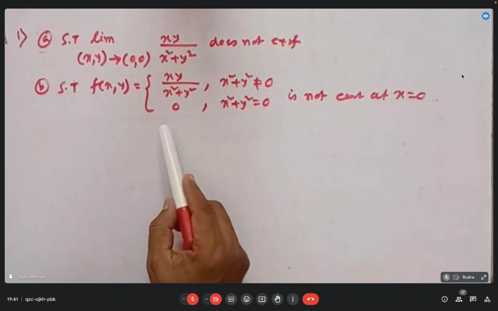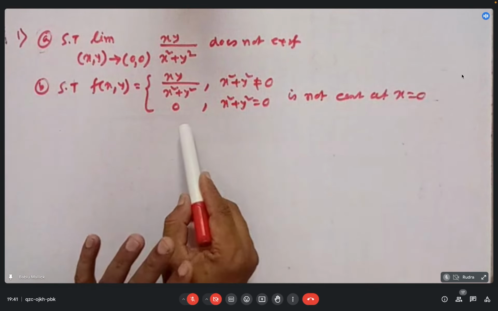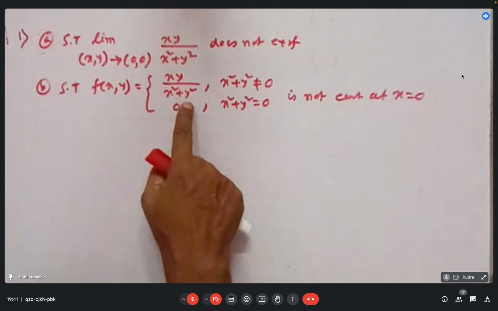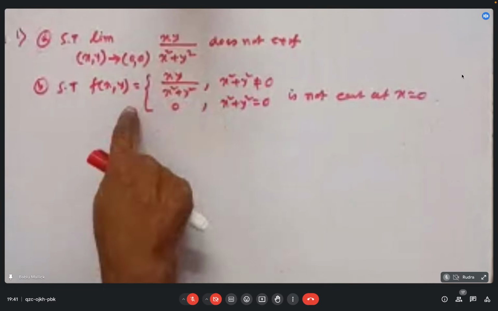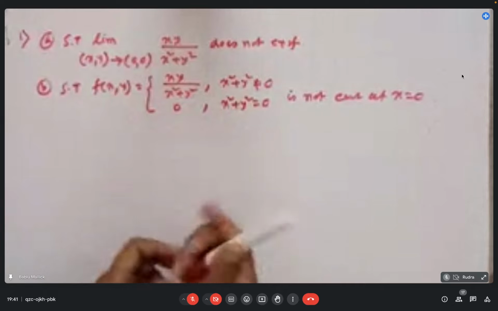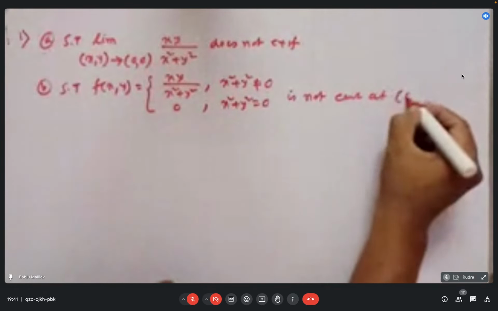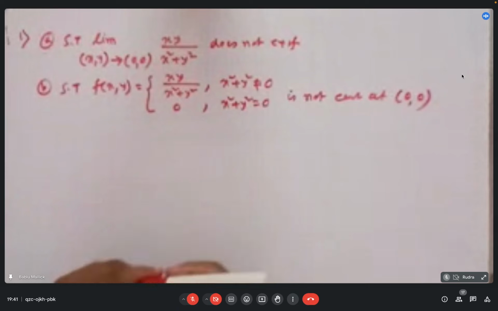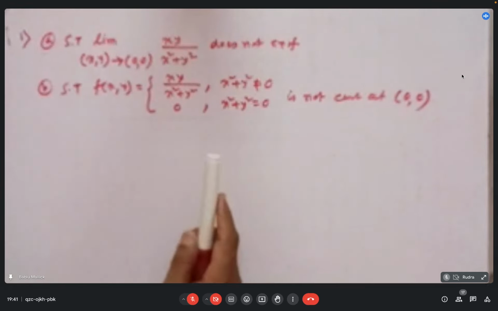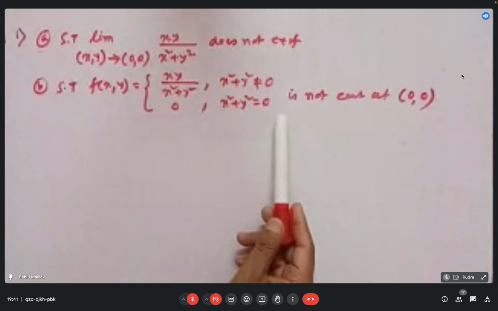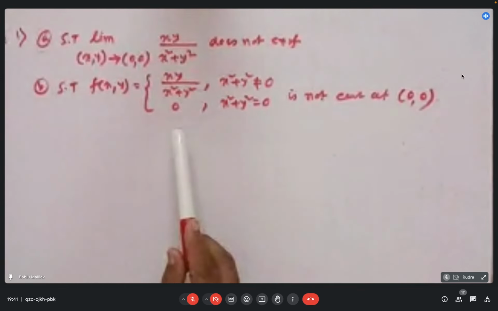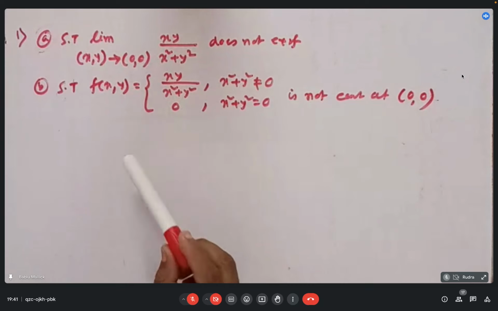Actually they are almost the same problem. So basically I shall show that its limit does not exist, and if limit does not exist, then clearly it means not continuous at 0 0. So f of x y is not continuous at 0 0. So we shall show that this limit does not exist.